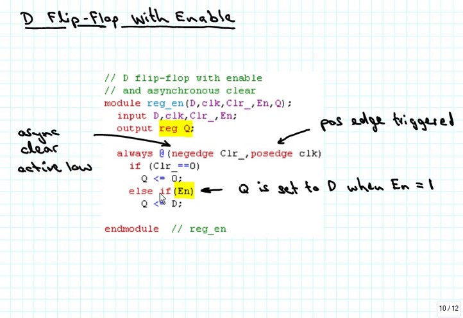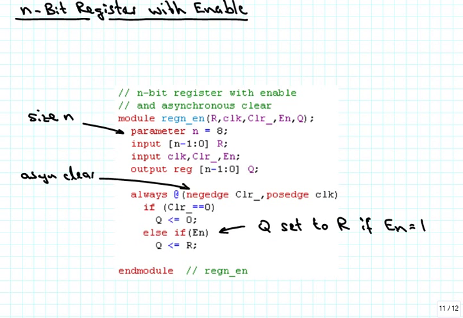We can extend this idea of the D flip-flop to an n-bit register, and that's being done here. So we have the parameter n equal to 8, so that we can have an arbitrary size. R, the input, instead of the D, is now variable in terms of n, and Q is variable in terms of n. Then we have again a clock, a clear, and an enable. We have an asynchronous clear here, a positive edge triggered clock.